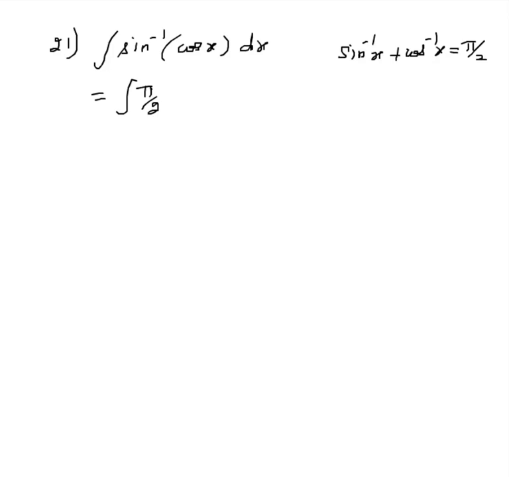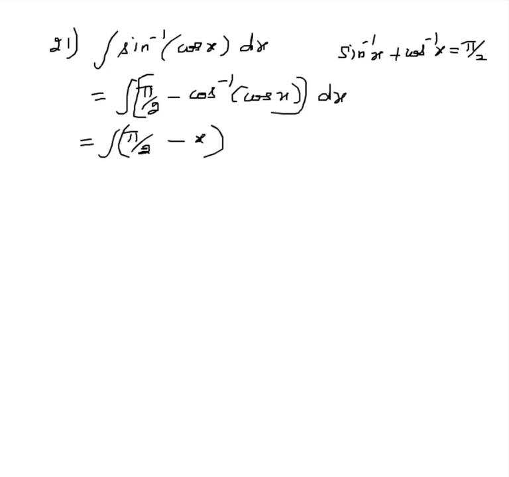Therefore, this becomes pi by 2 minus cos inverse of cos x, into dx. This could be simplified. It becomes x. Now we will integrate. The integral of a constant is pi by 2 times x, minus the integral of x, which is x squared divided by 2, plus c.